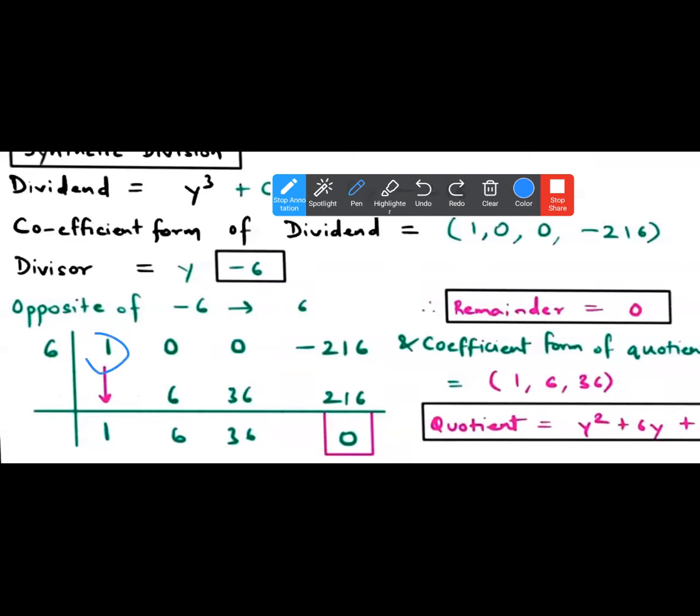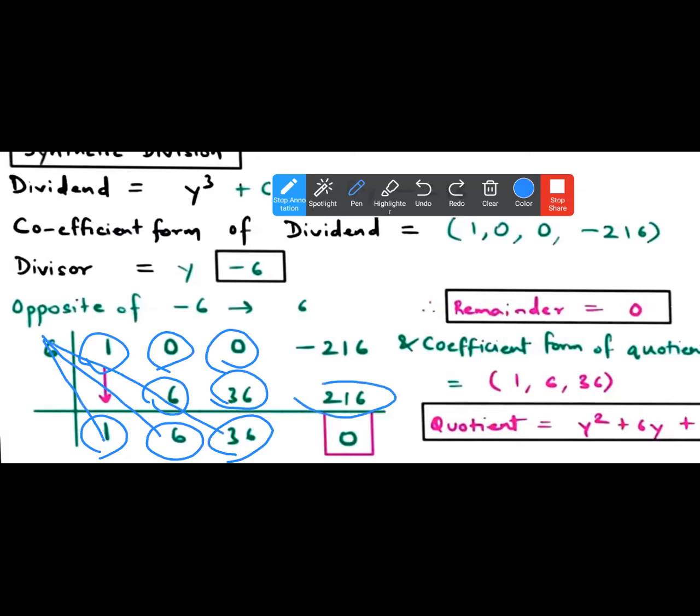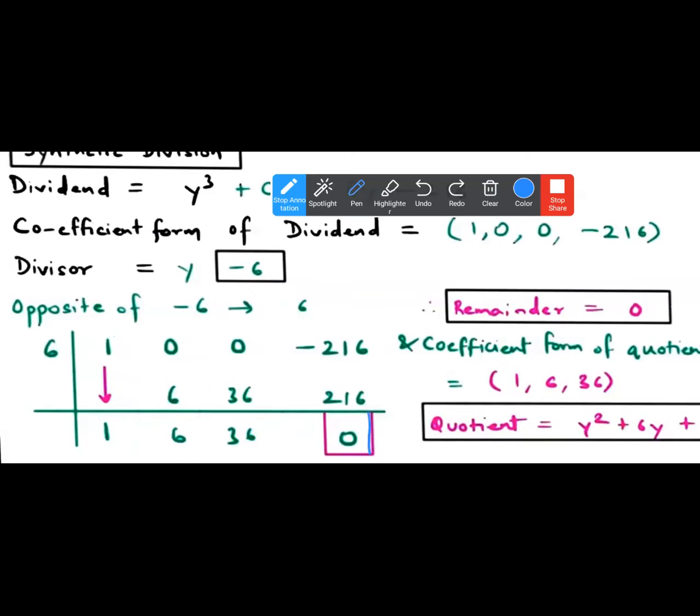Once again, we'll do 1 as it is. 1 multiplied by 6 is 6. That you have to write over here. Then 0 plus 6 is 6. 6 multiplied by 6 is 36. Then 0 plus 36 is 36. 36 multiplied by 6 is 216. Then minus 216 plus 216 is 0. So your remainder is 0, and the coefficient form of the quotient is 1, 6, 36.